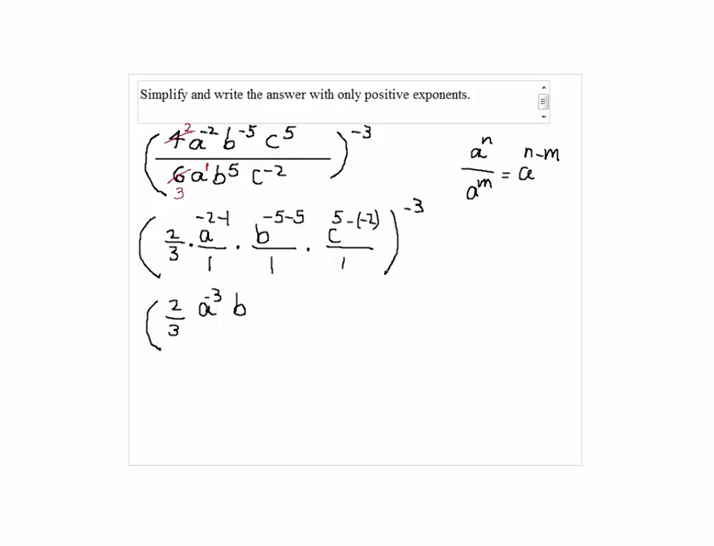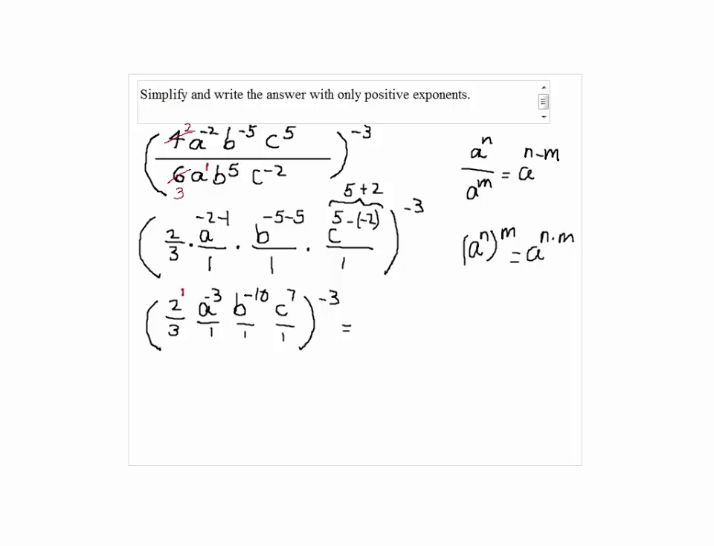So here we have 2/3, a to the power of negative 2, negative 1 would be negative 3. b to the power of negative 5 minus 5 would be negative 10. And here is 5 plus 2, which is 7. This whole thing is over 1. The whole thing should be raised to the power of negative 3.